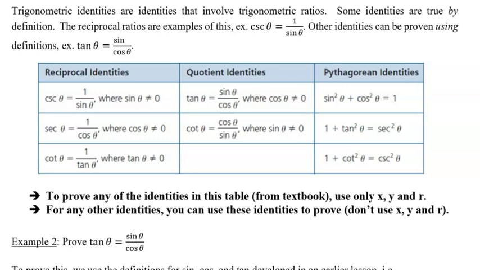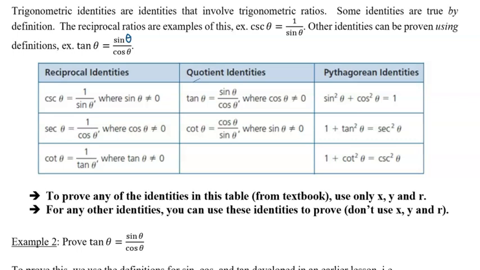Other identities can be proven using definitions. For example, tan theta should say sine theta over cosine theta. And so you can see that right here as this top middle one under the quotient identities. Cotangent is the reciprocal of tan, so that means that it's going to be cos over sine. And then we have last the Pythagorean identities. Sine squared theta plus cos squared theta equals 1. 1 plus tan squared theta equals secant squared theta. And 1 plus cotangent squared theta equals cosecant squared theta.